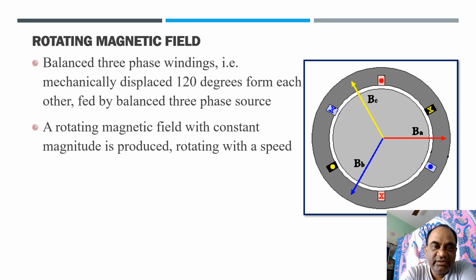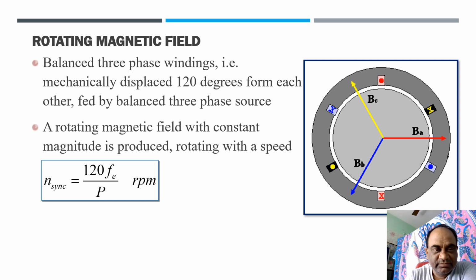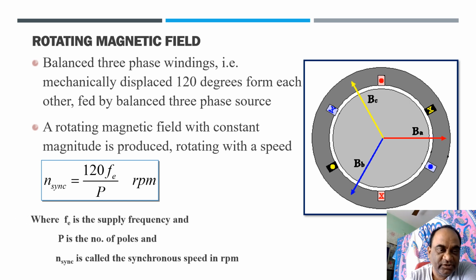A rotating magnetic field with a constant magnitude is produced, rotating at the synchronous speed basically, and that is given by N sync equal to 120 f divided by P, where f is the supply frequency and P is the number of poles, and it is given in rpm, rotations per minute. N sync is the synchronous speed, as you have just explained.